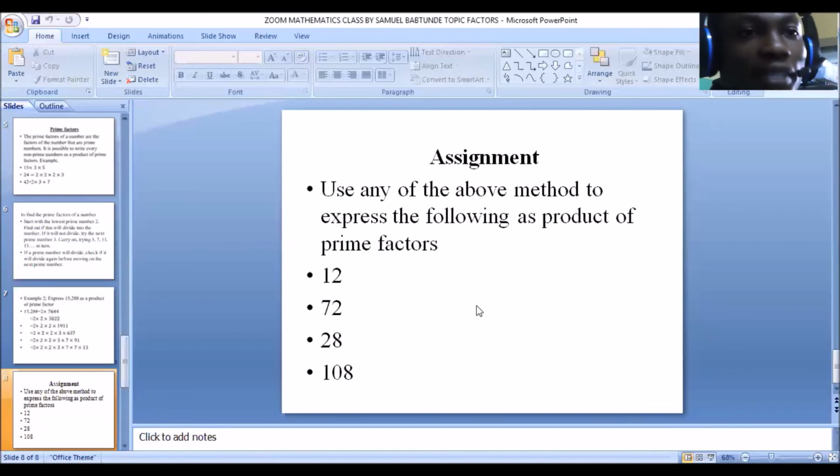So you have an assignment, and the assignment says use the above method to express the following as a product of its prime factors. Use the method above to express the following as a product of their prime factors. So you have 12, 72, 28, and 108. You express these as the product of their prime factors.